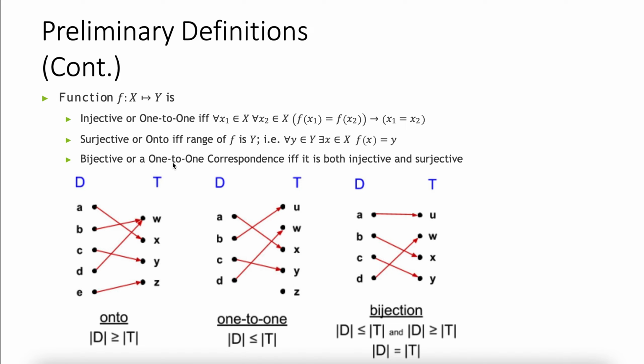You have a surjective or onto function if and only if the range of f is y. So everything, basically y belongs to y and x belongs to x, where f of x is equal to y. That's going to be your onto. And then bijective or a 1:1 correspondence exists if both of these conditions are true. So in an onto condition, your domain has to be greater than or equal to the target. In your 1:1, your domain has to be smaller than or equal to your target. And then in bijection, basically both of the conditions have to be true, so your domain becomes equal to your target.